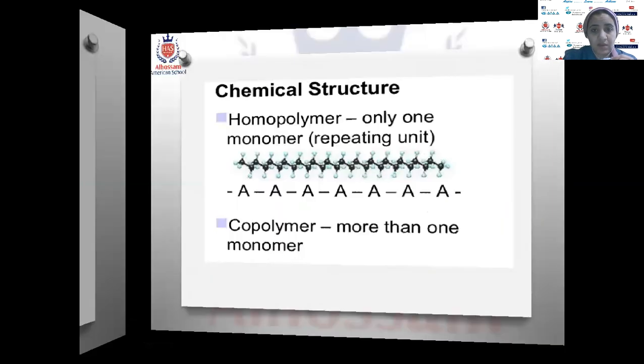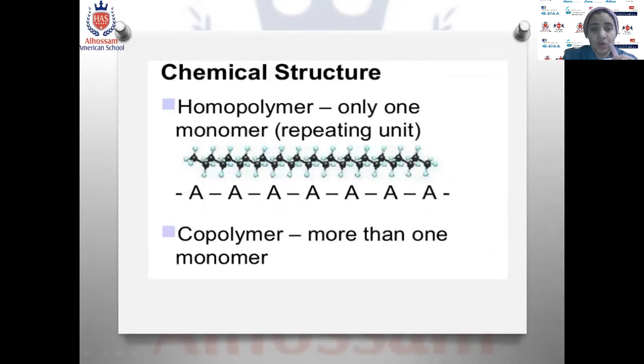Let's study the chemical structure. Homopolymers. Homo means like homogeneous, one type of monomer. A homopolymer contains only one monomer that repeats.